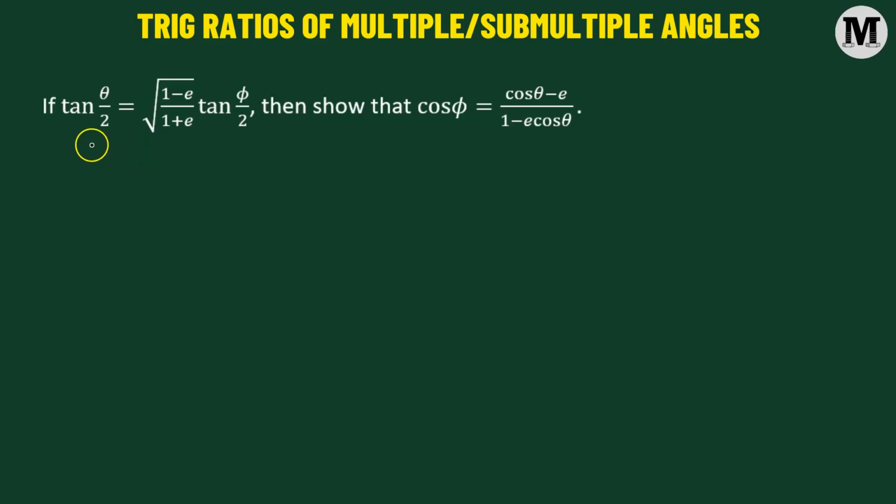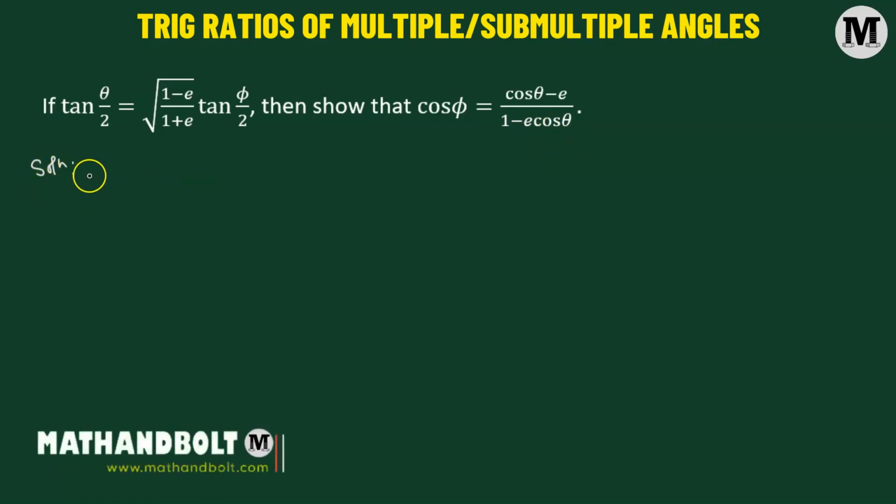So in this problem, we are given the value of tangent of theta over 2. That's square root of (1 minus e) over (1 plus e) times tangent of phi over 2. We need to show that cosine phi is given by this expression: (cosine theta minus e) over (1 minus e times cosine theta). Let us begin.